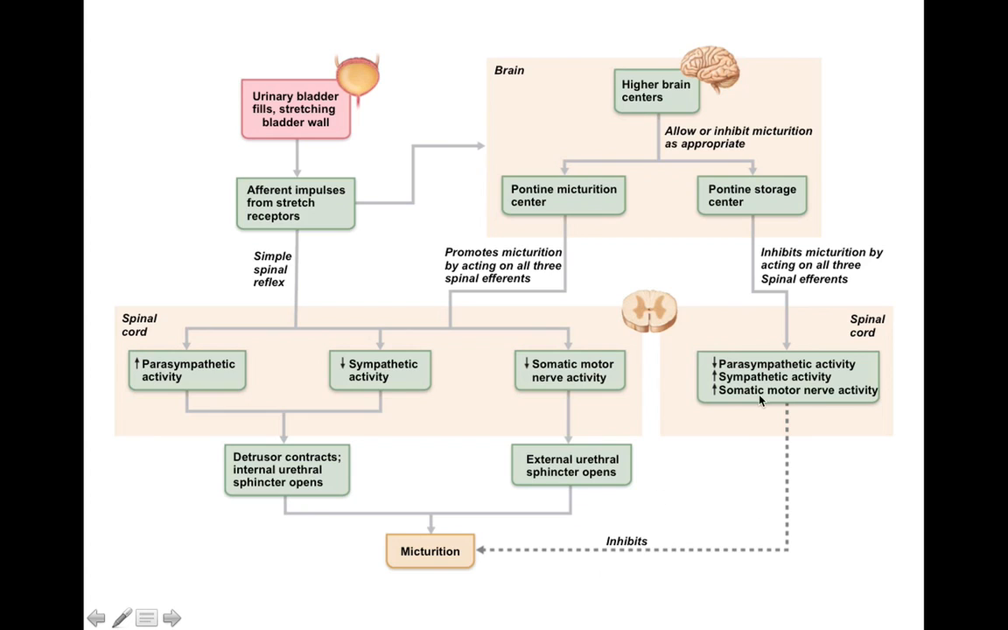But the key point here, you guys, is that you need 3 main events, right? You need contraction of the detrusor muscle, which is mediated by the autonomic nervous system in response to stretch on your bladder. You need relaxation of the internal urethral sphincter and relaxation of the external urethral sphincter in order to void or micturate. And that's basically what this slide is showing here.